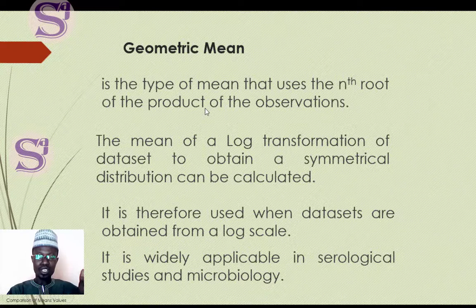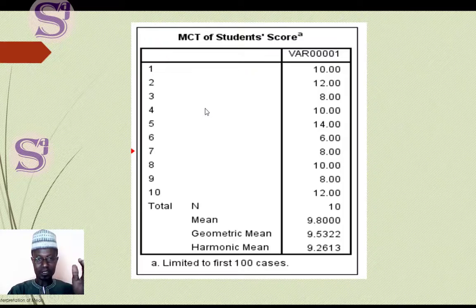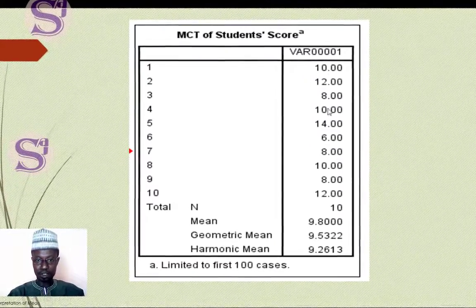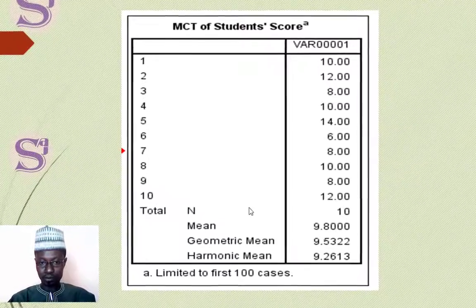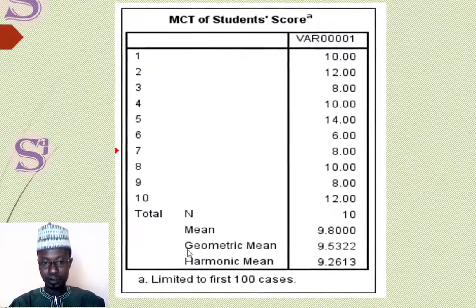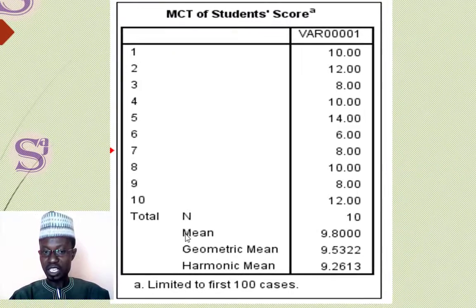Now let's compare the means of data. In this data here, there are 10 observations, and we can see the mean, the geometric mean, and the harmonic mean. The mean here stands for the arithmetic mean. We can see how the values vary from one to the other, and they are all computed from these values. The variation of these mean values is just very little. However, this variation can increase with an increase in the size of the data sets.